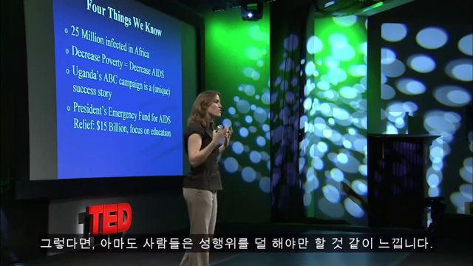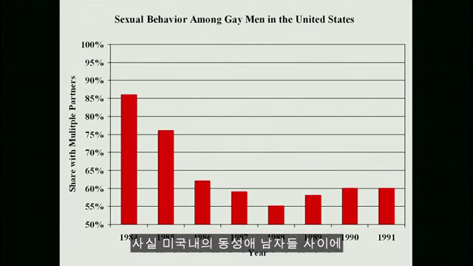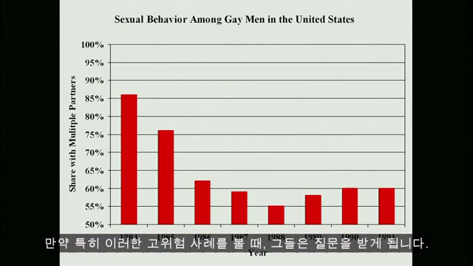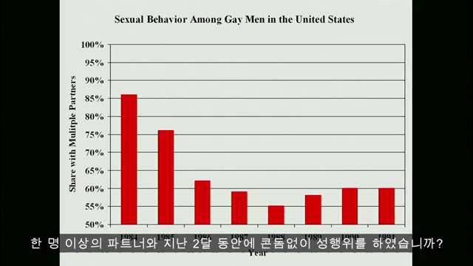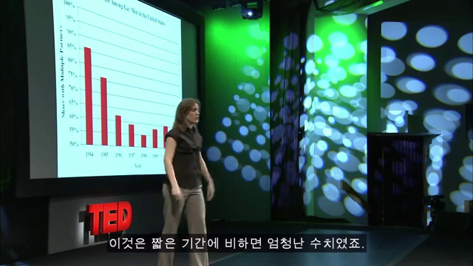And so I think that we really feel like then people should have less sex. And in fact, among gay men in the US, we did see that kind of change in the 1980s. So if we look in this particular high-risk sample, and they're being asked, did you have more than one unprotected sexual partner in the last 2 months? And over a period from 84 to 88, that share drops from about 85% to 55%. It's a huge change, in a very short period of time.